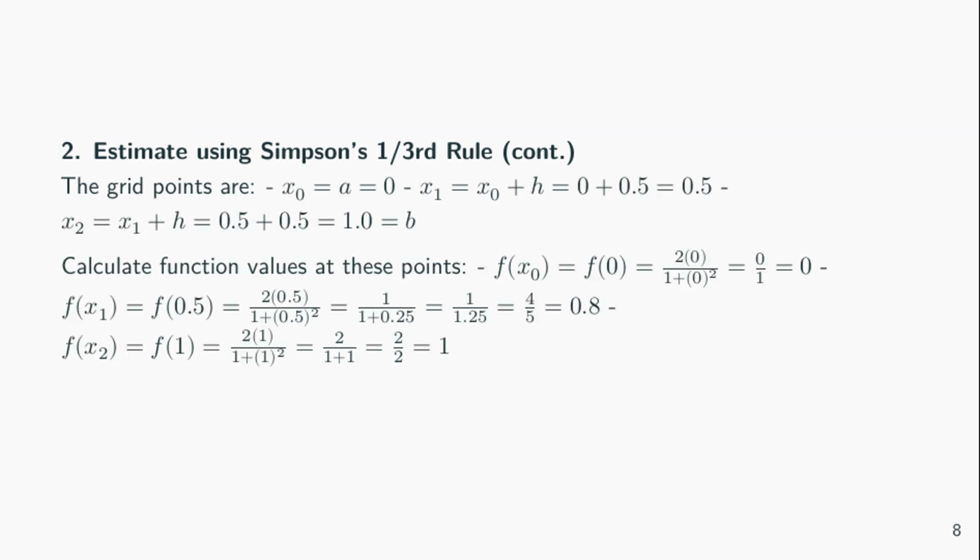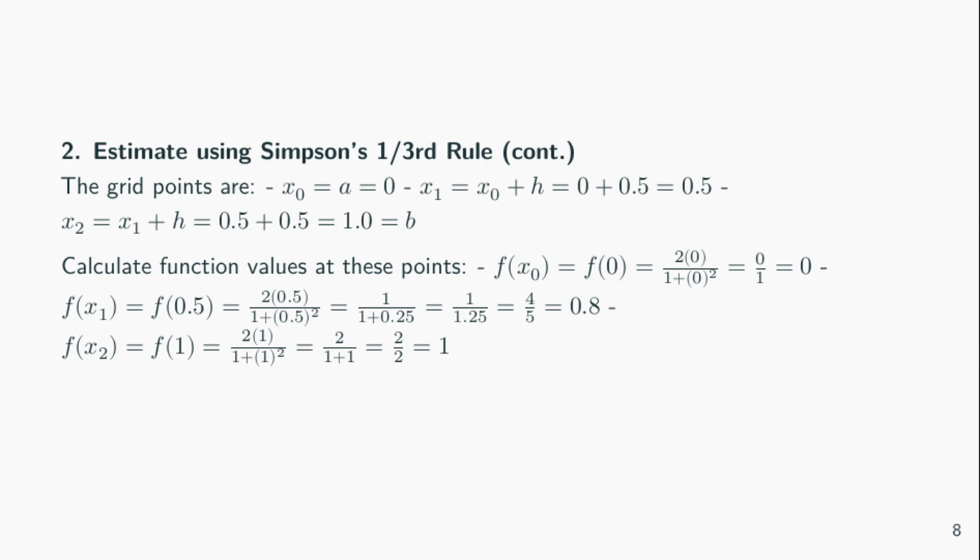Next, we need to figure out our grid points, the values of x0, x1 and x2. x0 is our starting point a, which is 0. x1 is x0 plus h, so that's 0 plus 0.5, giving us 0.5. x2 is x1 plus h, which is 0.5 plus 0.5, giving us 1.0. Notice that x2 is our endpoint b, which is correct.